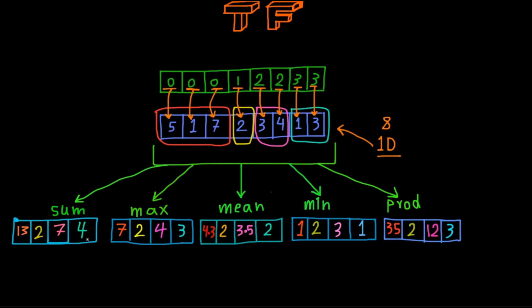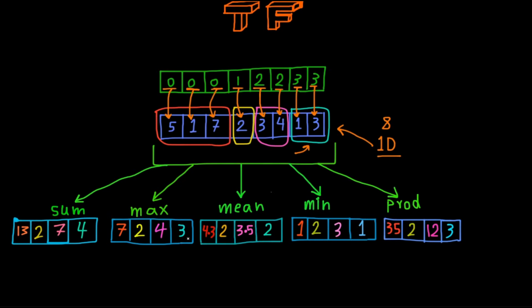Now let's take the maximum element in each one of these groups. The maximum element in the first group is 7, so we will put 7 here. And the maximum element in the second group is 2, because there is just one element in this group. The maximum element in the third group is 4, so we will put 4 here. The maximum element in the fourth group is 3, and we will put a 3 here.